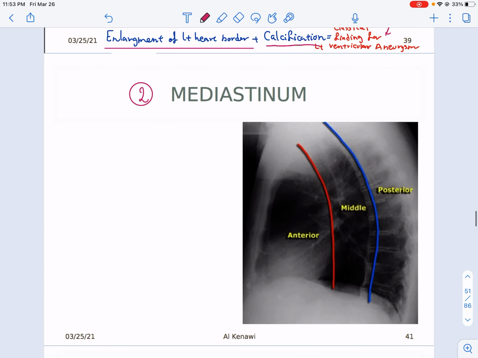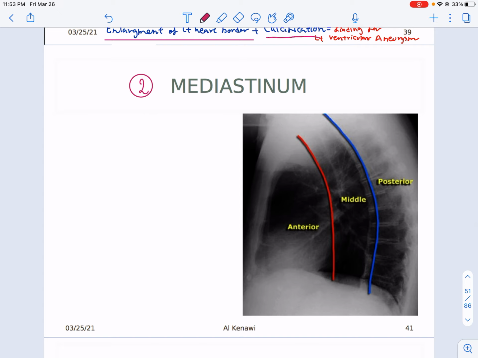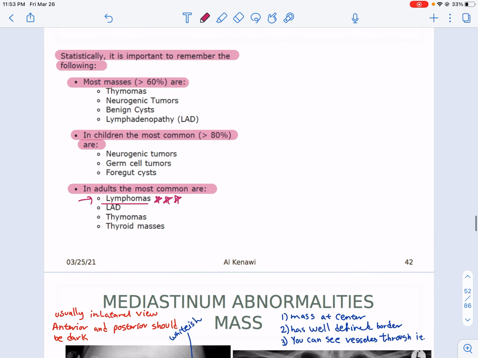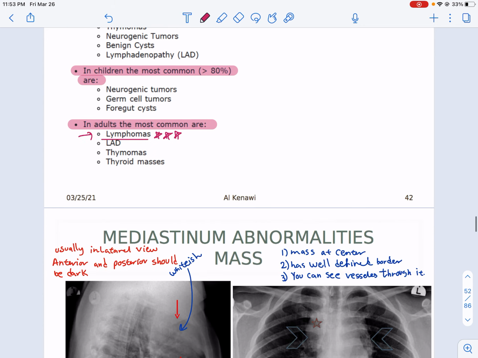تمام. تاني حاجة من abnormalities اللي هي mediastinum. We can divide it into anterior, middle, and posterior. And the doctor said this is a very important slide. So basically, we need to know إيش most common reason for a mediastinum mass. It's gonna be lymphoma in adults. تمام. وهذه أحد الأسباب الثانية. I think it's straightforward, like if you read it, it's gonna be easier.